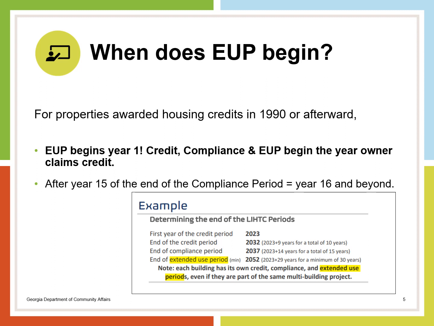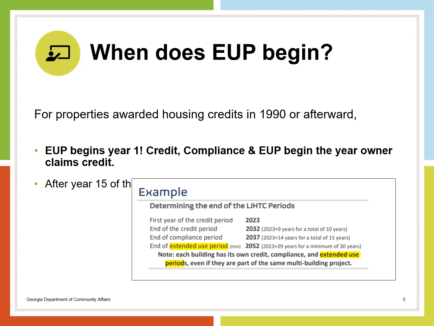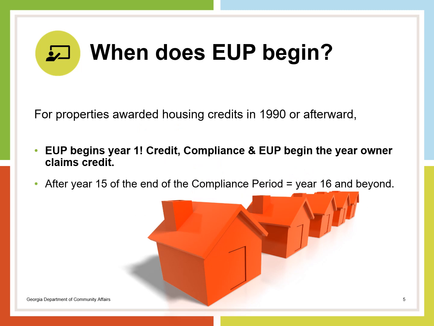Therefore, the end of the extended use period at minimum would be 2052, which is 2023 plus 29 years for a minimum of 30 years. Note that each building has its own credit, compliance, and extended use periods, even if they are part of the same multi-building project.